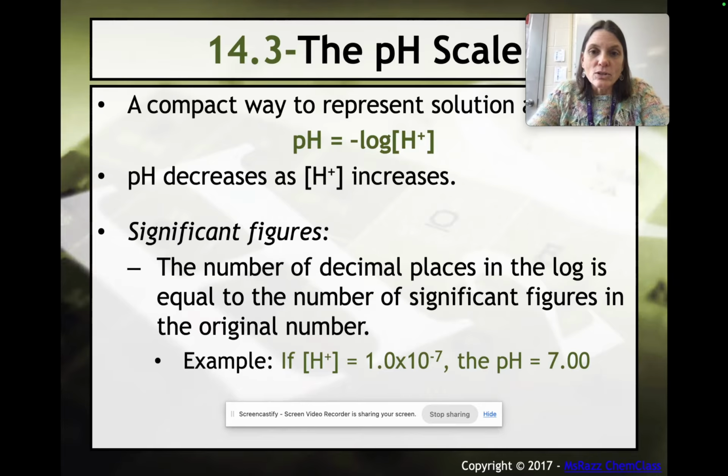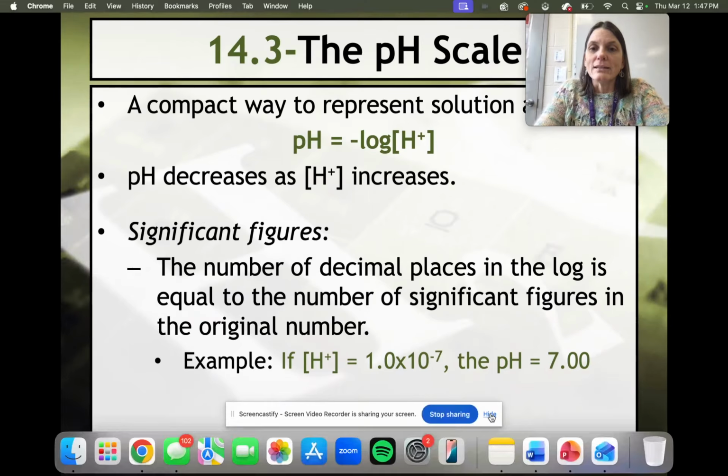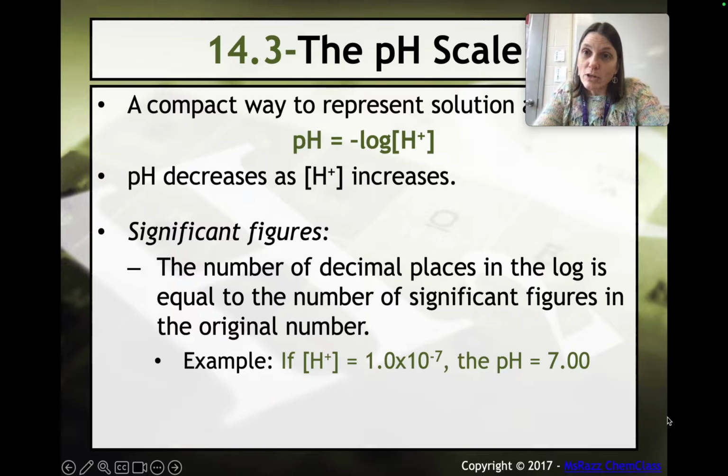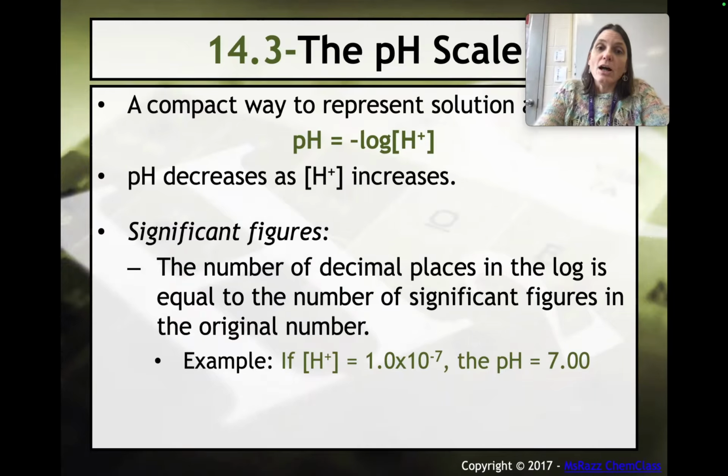Okay, significant figures. Again, we're not going to kill ourselves over this, but if you want to do the significant figures correctly, which I encourage, they are based on the decimal places. For example, if our H plus concentration is 1.0 times 10 to the negative 7, that's 2 significant figures, so we're going to have 2 decimal places in our pH. The number of significant figures determines the number of decimal places when you calculate the pH.